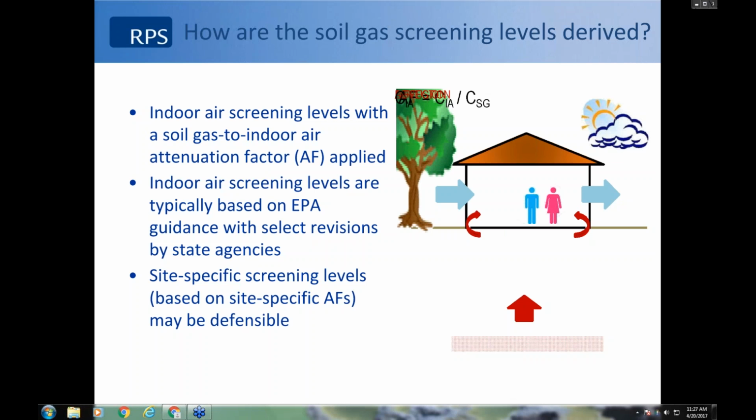Dave mentioned we do site characterization and we collect lots of samples, and then we compare the data to what we call screening levels, which the agencies publish, and that's how we decide if the contamination at our site is so high that we need to do something about it, or we're good to go.